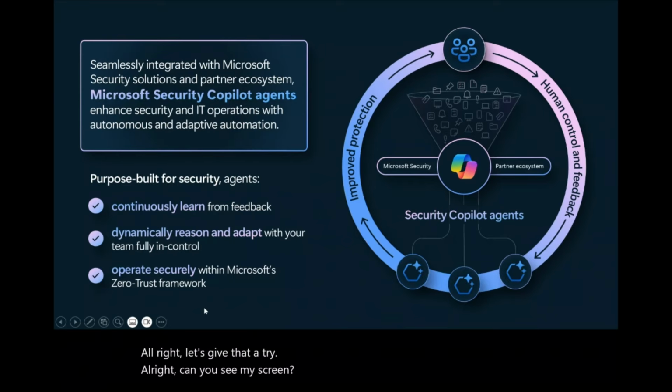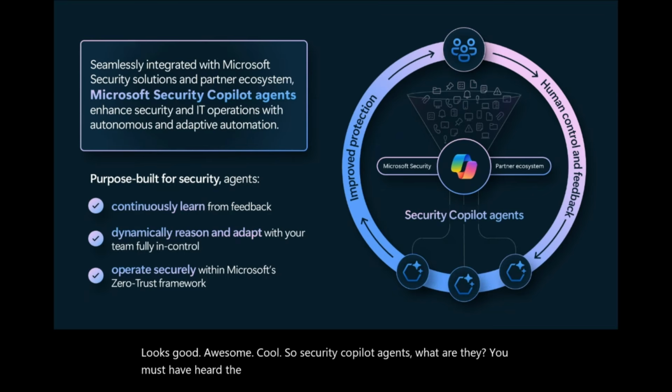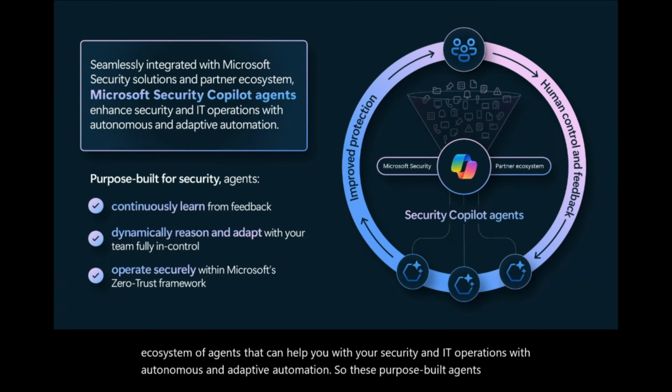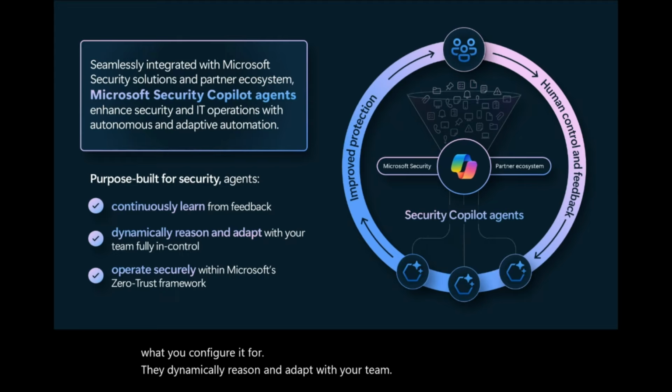Looks good. Awesome. Cool. So Security Copilot agents, what are they? You must have heard the big splash. We launched agents last year, and now we have an ecosystem of agents that can help you with your security and IT operations with autonomous and adaptive automation. So these purpose-built agents for security continuously learn from feedback, based on what you configure them for. They dynamically reason and adapt with your team fully in control, and they operate securely within Microsoft's Zero Trust network.